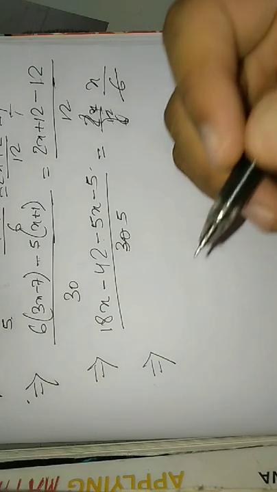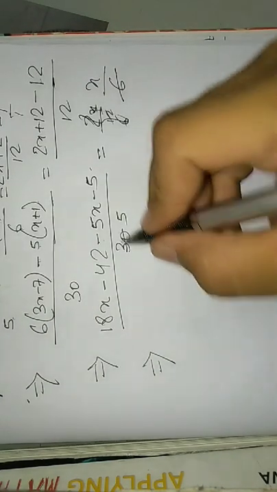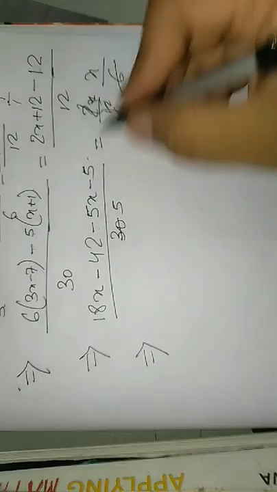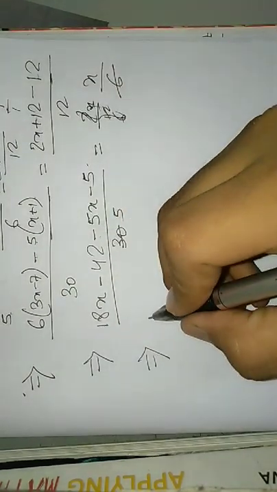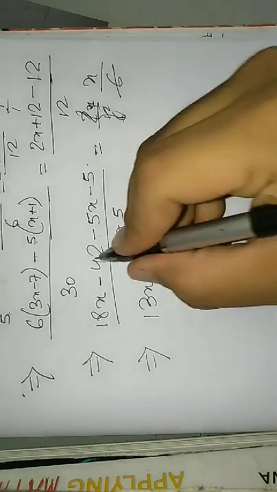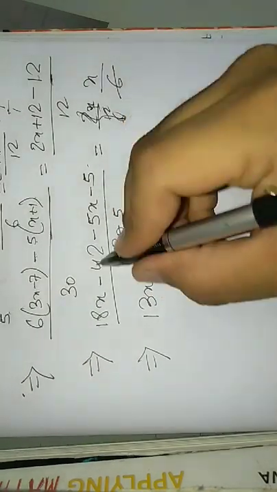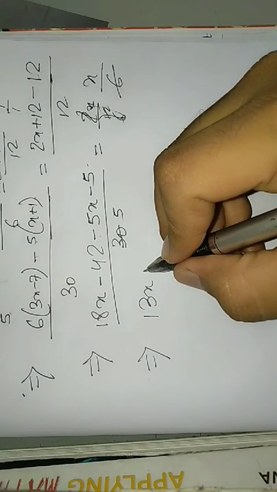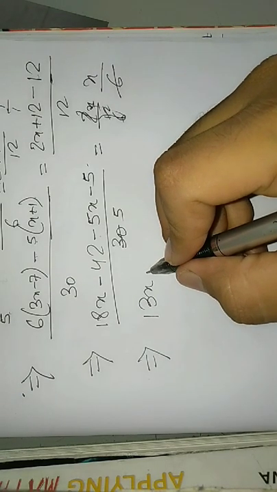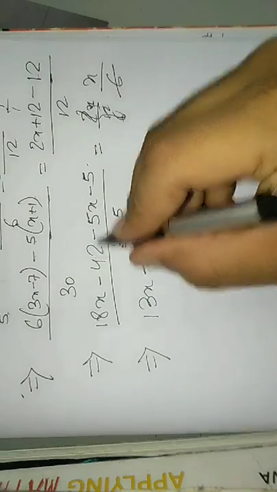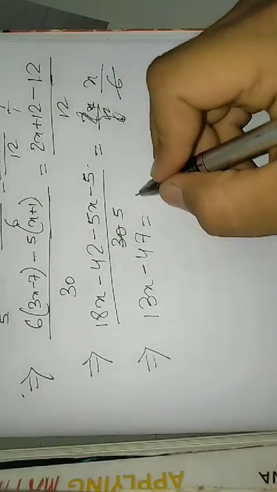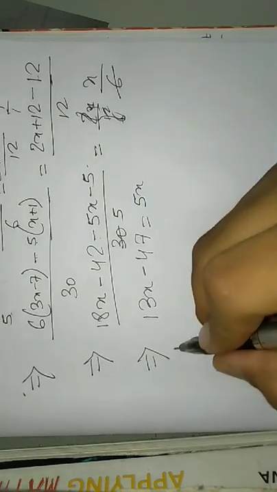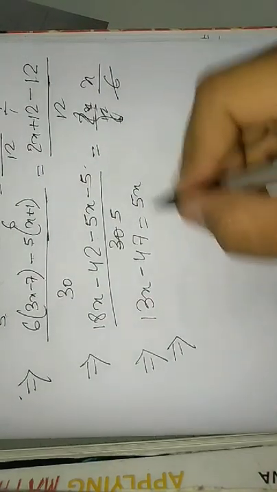It will be easy for you and very fast, you can solve it. Now 5 will get multiplied here, and here nothing will be multiplied, so 18x minus 5x gives you 13x. Minus 42 minus 5, minus plus means the operation will be addition, the sign will be negative only. 42 and 5, 47 is equal to 5 into x, 5x. So 13x minus 47 is equal to 5x.